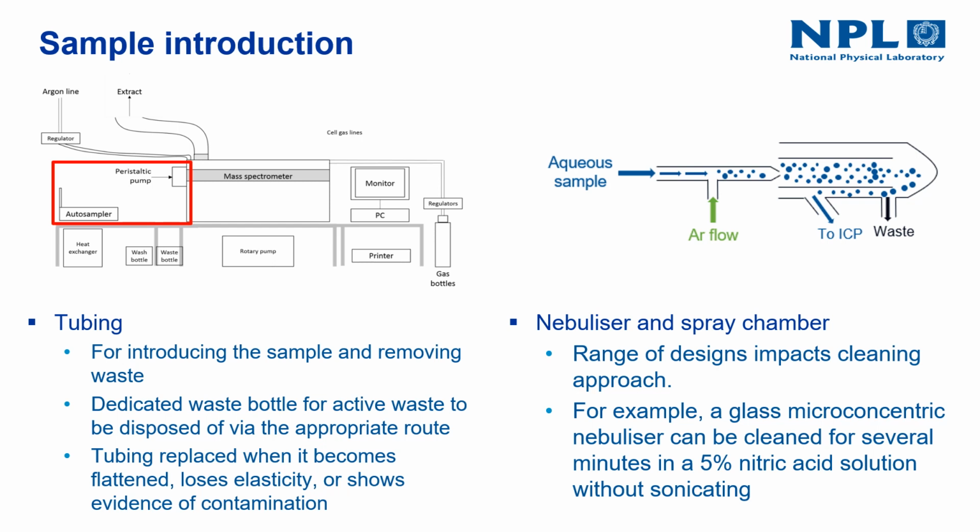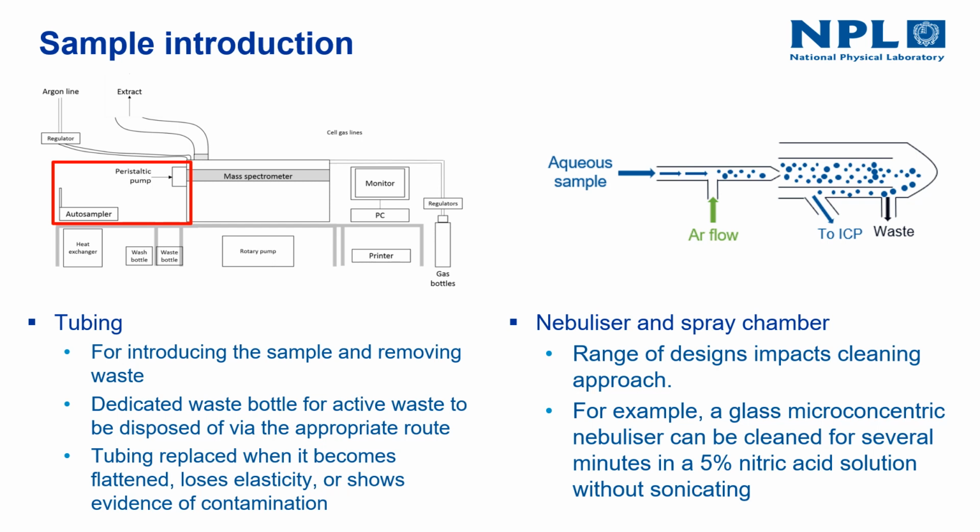And as with all ICP-MS applications, the tubing needs to be checked before every run, both for the sample and waste tubing. As soon as it becomes flattened by the pump that holds it in place, or as soon as it visibly starts to lose its elasticity when moved, or if there is any evidence of contamination when using the sample, then that is the point at which it needs to be disposed of.